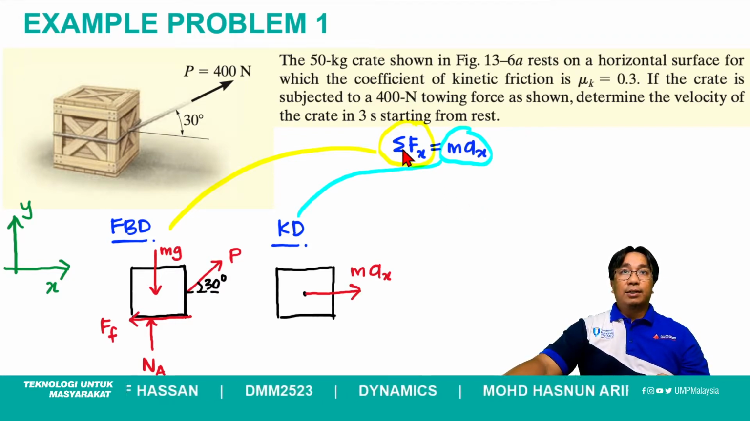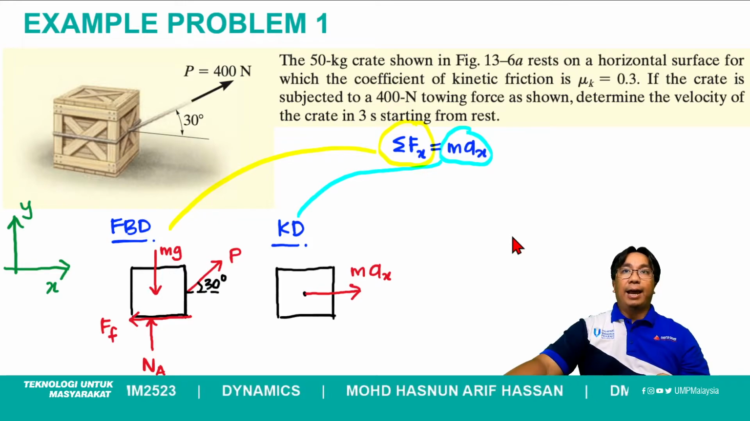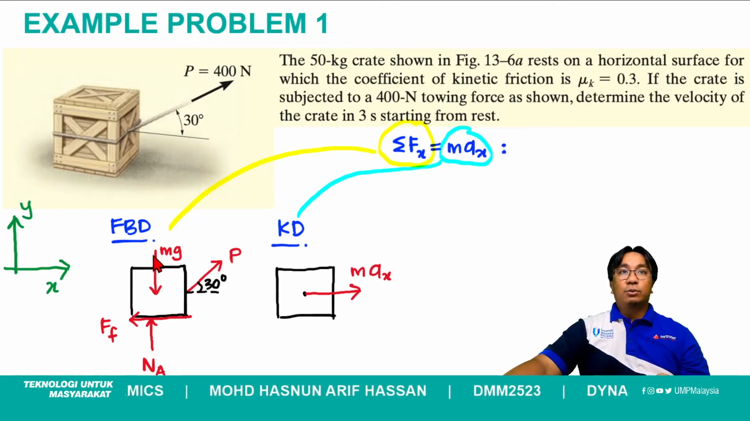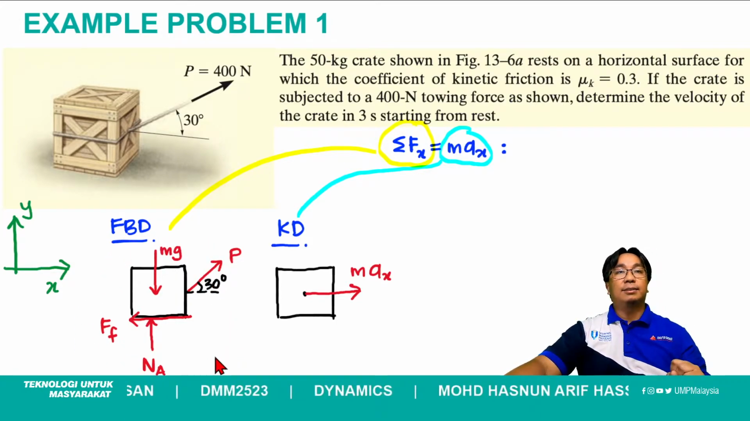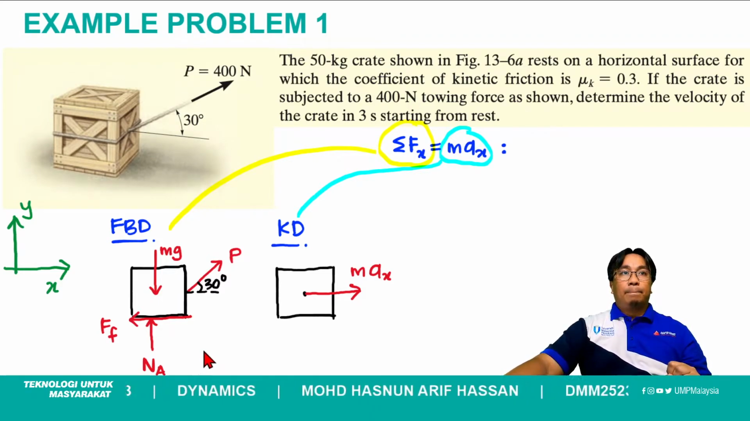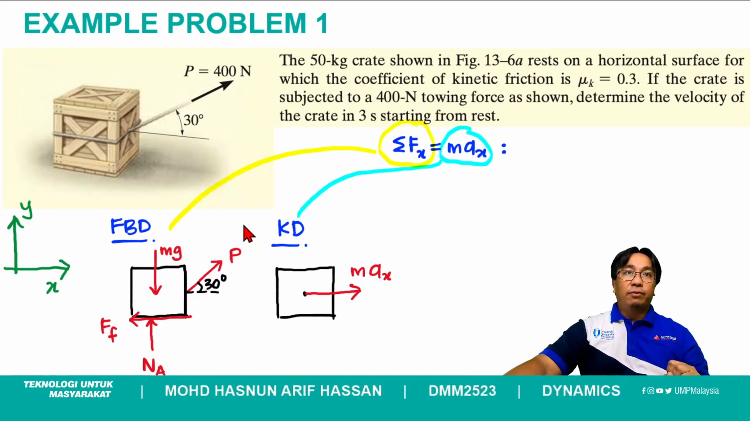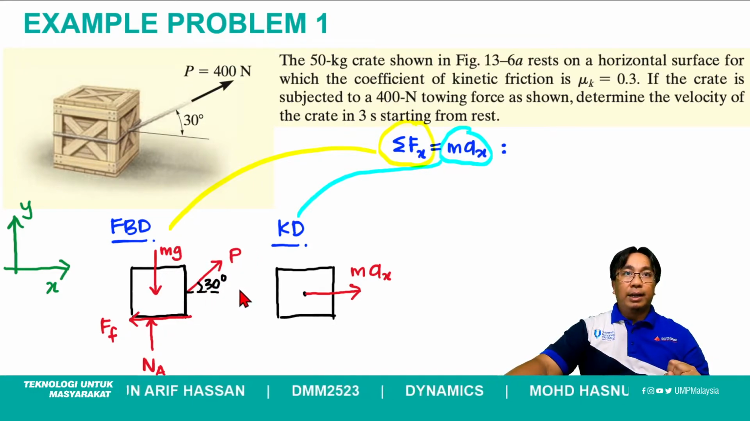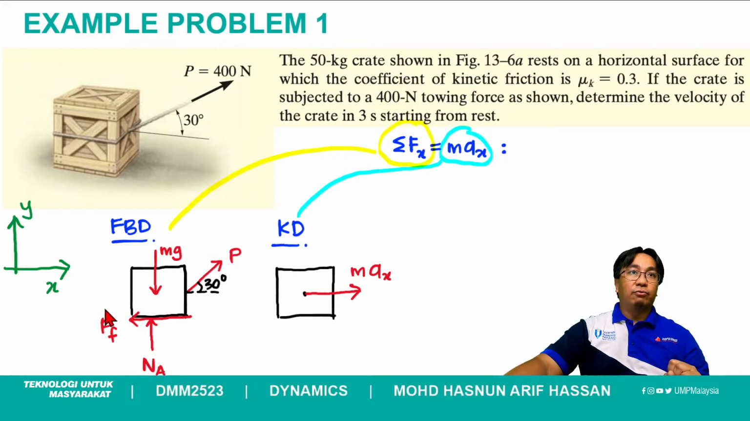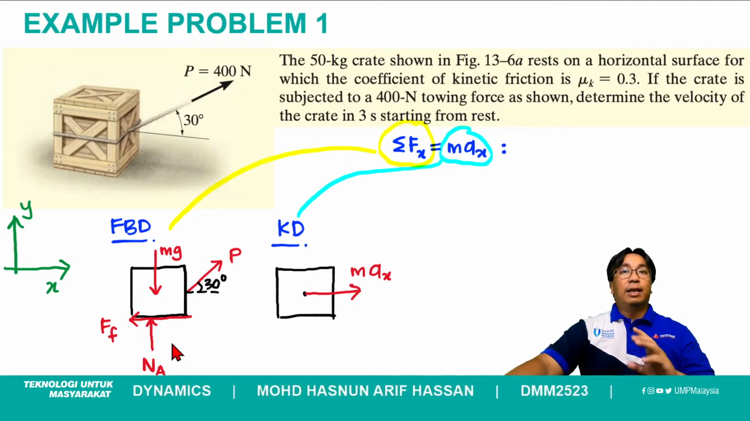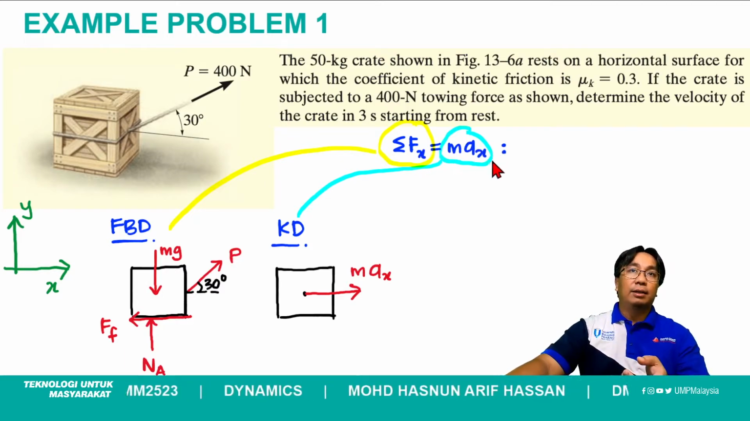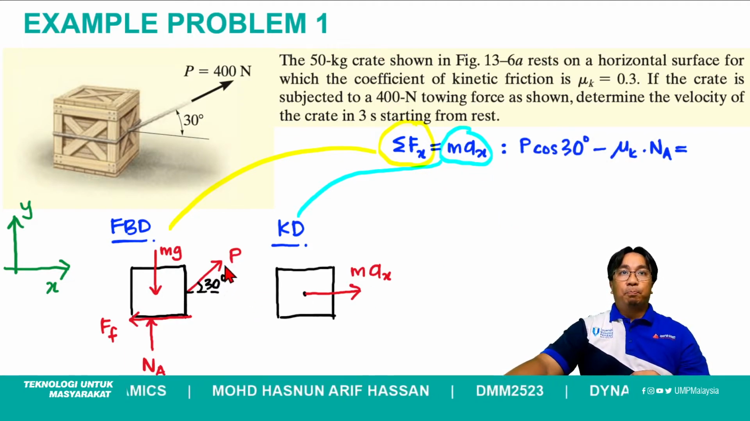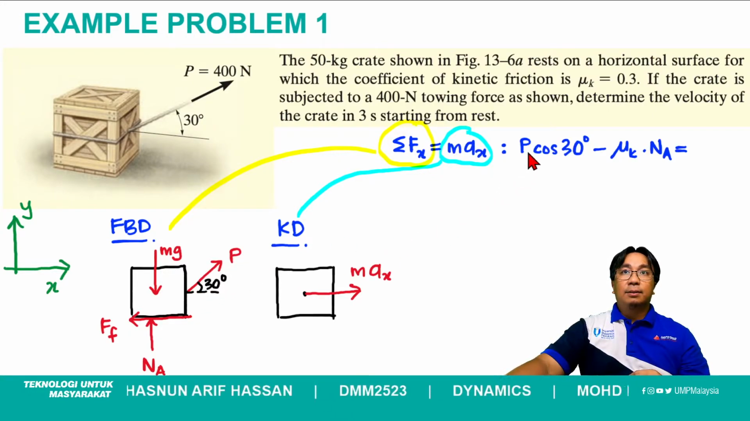Now we are focusing on Fx equals max. Alright, what are the forces we have in the x-axis? Look at the free body diagram. What forces in the x-axis do we have? Px and frictional force. Good. We have the P force, the component in the x-axis, as well as the friction force. mg and Na, they don't have any component in the x-axis. They are only acting in the y-axis. So you don't have to write them in the x equation. So the component of P is P cos 30.